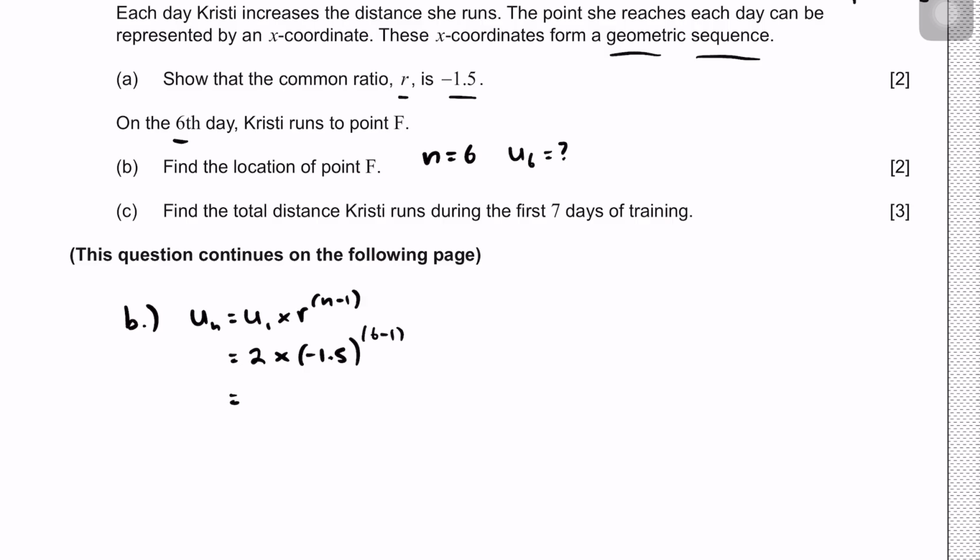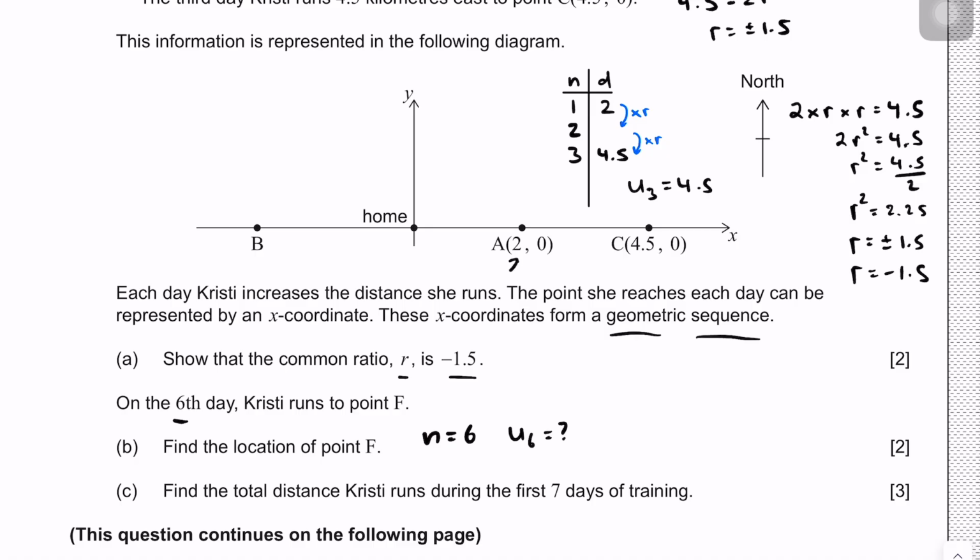So, how far does she travel? On the 6th day, Christy runs, find the location of point F. So we can't actually just put a single value. We only know the x coordinate. So I'm going to actually write this out as negative 15.1875. But remember, this is the x coordinate. So she's all the way over here, something like that. And the x coordinate would be negative 15.1875. Let me actually make sure this is a decimal, not a comma. And the y coordinate is 0.